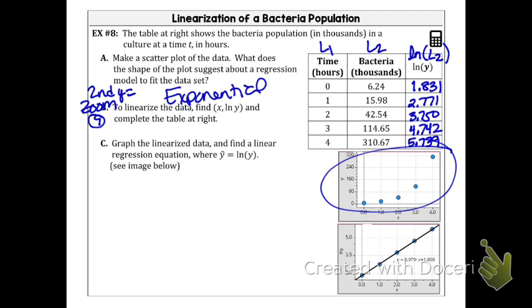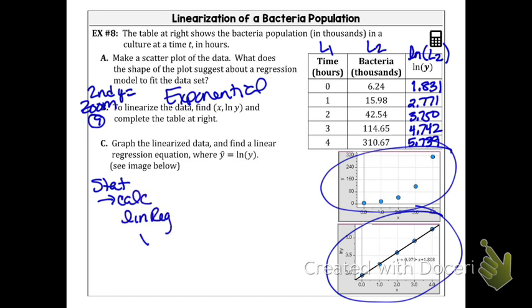All right, C says to graph the linearized data and find a linear regression equation where y hat is equal to the natural log of y. They showed us here, so see the image below, they went ahead and graphed it. But you need to go run your regression data, and we want it to be linear. So you can go to your stat, calc, then your linear regression. Be careful, your x's are in L1, but your y's are in L3, so make sure you change that, okay?